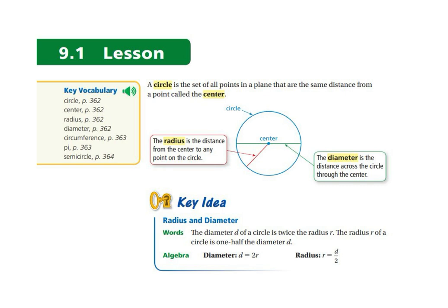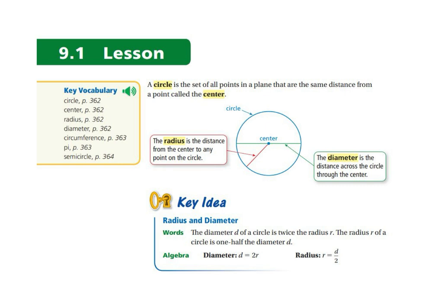In this lesson, vocabulary words you'll need to know: circle, which is a set of all points in a plane that are the same distance from a point, and that point is called the center. Oftentimes, in order to draw a perfect circle, you'll use what's called a compass, or you'll take a pin or attach a string to a center location, and then use that string to draw a perfect circle with a pencil or pen or stick, whatever it may be.